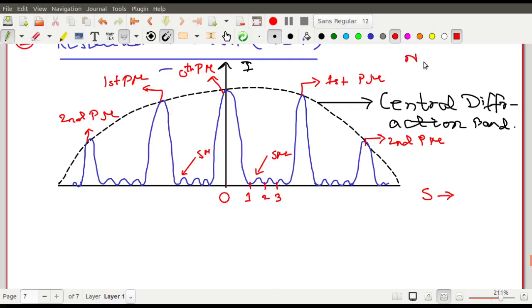What is the value of your n? The value of n is 5. So how many minimas are there? You know that n minus 1 minimas are there, and n minus 2 maximas are there. These are the secondary maxima.